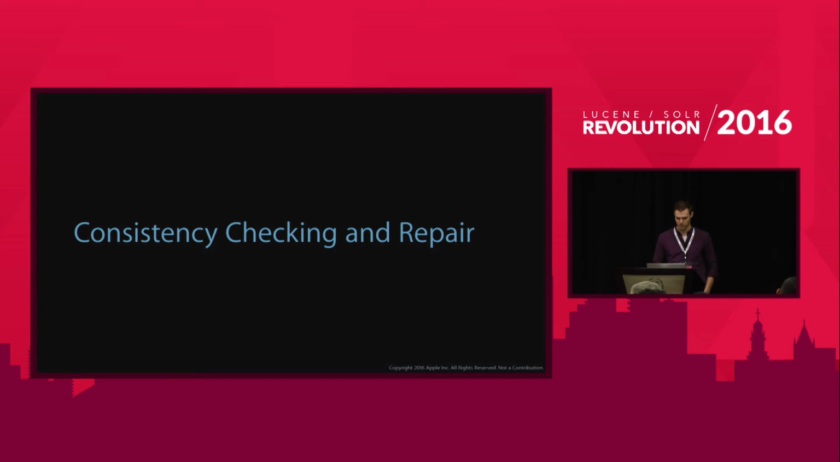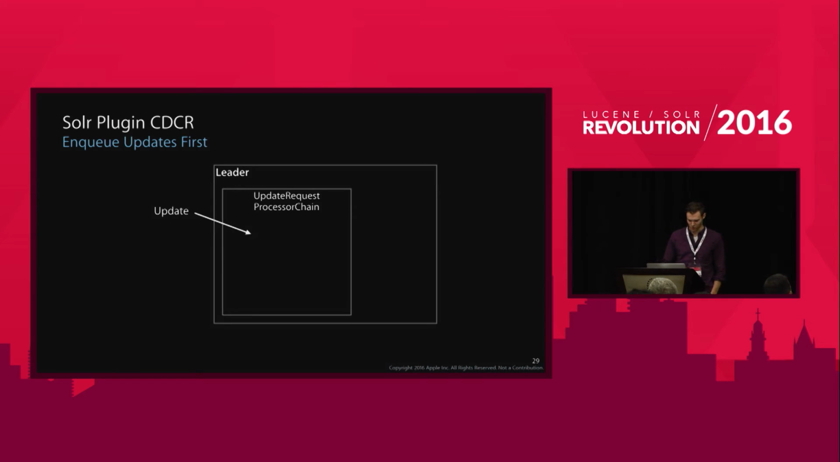So to understand how the repair part works, we need to look at one more little detail in the leader logic in the Solr plugin case, which is you have to do two things. An update comes in, you need to process it in your local Solr cluster, which means as the leader, you write it to disk and you send it to your followers. And then you also have to put it in the queue so that it gets replicated. And the order in which you do those two things matters. And what you want to do is submit to the queue first, actually.